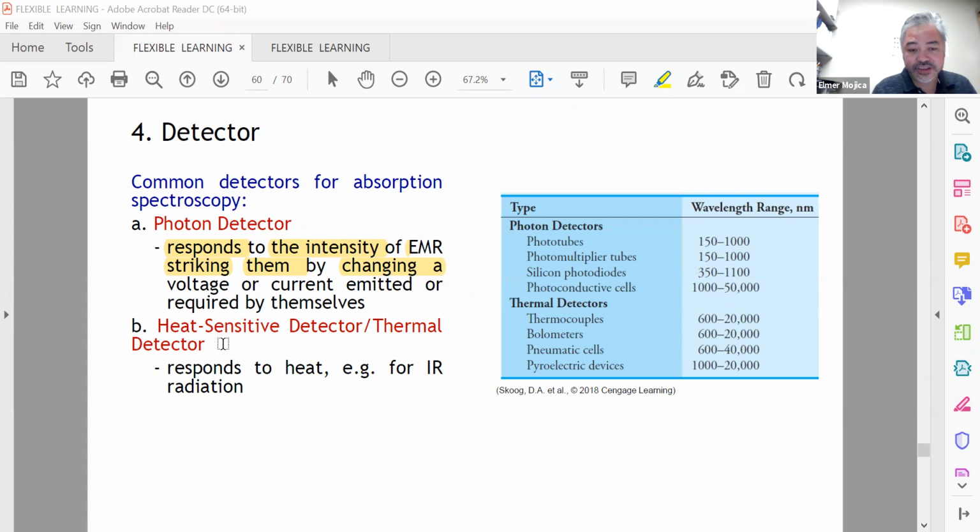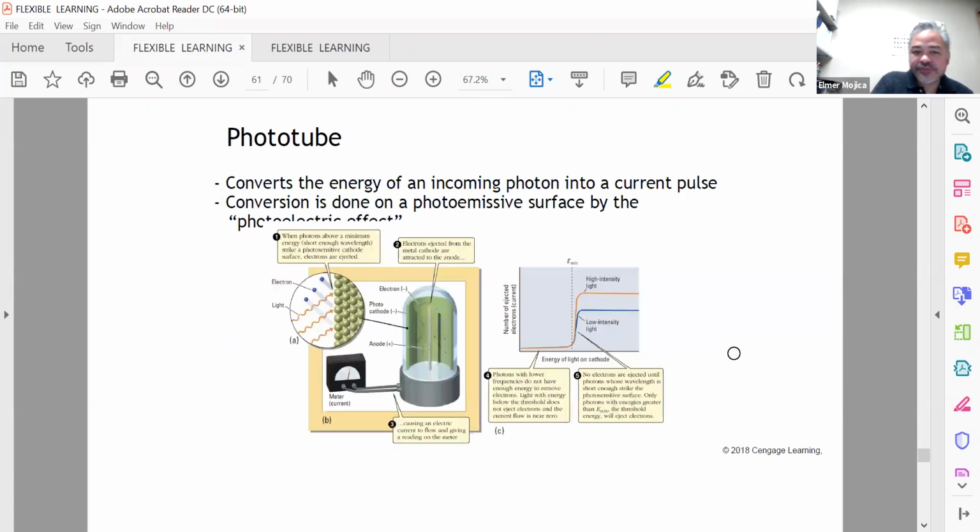Now, thermal detectors, on the other hand, respond to heat for IR detection. Among them are the thermocouple, the bolometers, pneumatic cells, and the pyroelectric devices, and the wavelength range that you have seen from here. Now, if you're going to look at the phototube, that's the first example of the photon detector. It converts the energy of an incoming photon into a current. And the conversion is done in a photoemissive surface, known as the photoelectric effect.